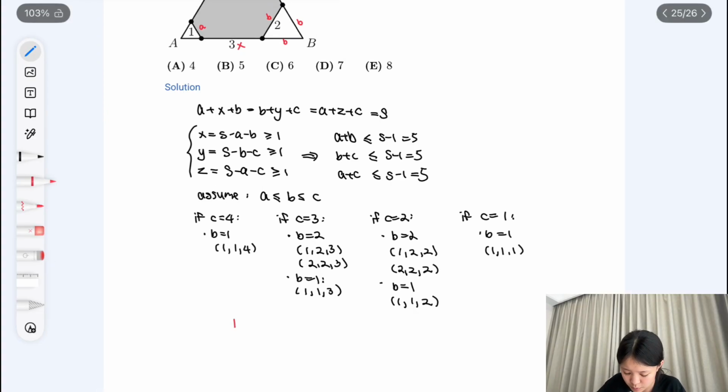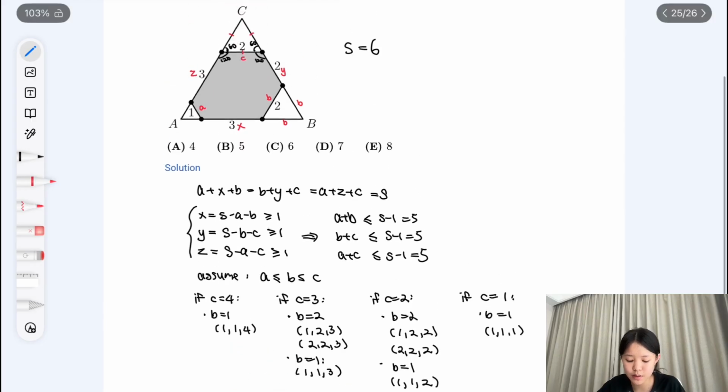So finally we come down to 1 plus 3 plus 3 plus 1 for each of these. It comes down to 8 total solutions. So we know that our answer should be E, which is 8.